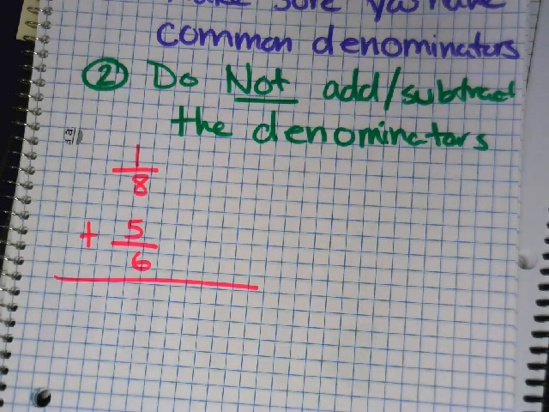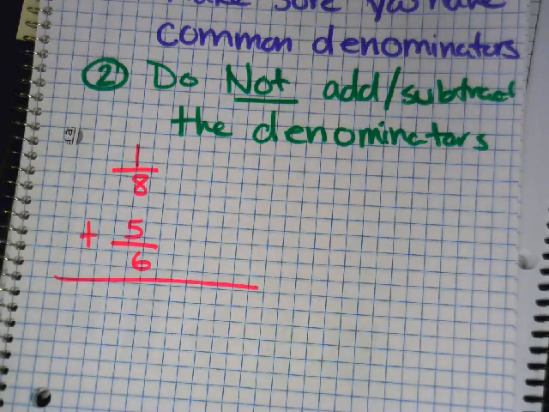6 and 8. Do I just add 6 plus 8? No. We have to find out what 6 and 8 have in common. No, you're not simplifying. What does 6 and 8 have in common? 48. Smaller. 24. Very good.